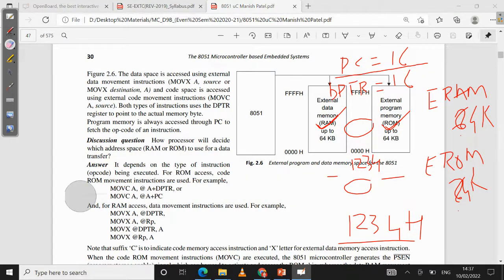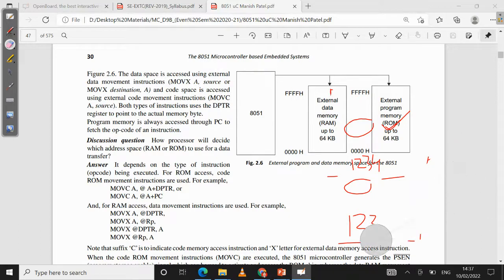All of you pay attention. We have dedicated instructions. These instructions we are going to see in detail when we will be talking about the instruction sets. Okay. So please try to understand just an introduction of this. So you have understood the question. Once you have understood the question, we will be able to understand the solution now. Okay, see what is the answer. It depends upon the type of instruction being executed. So it only depends upon what type of instruction you use.